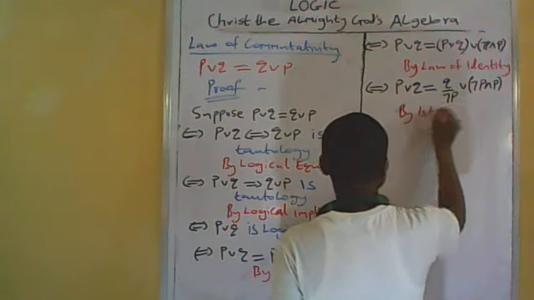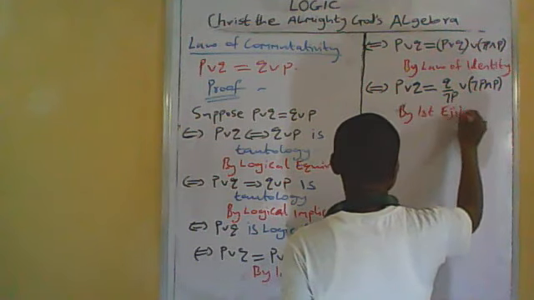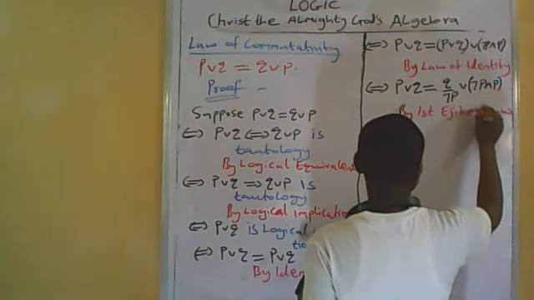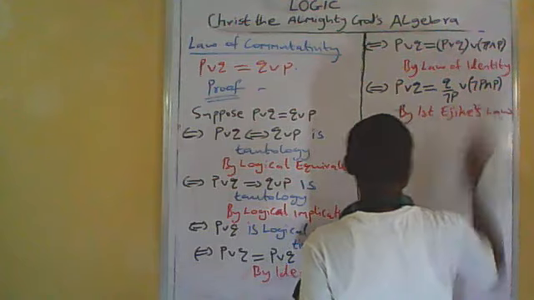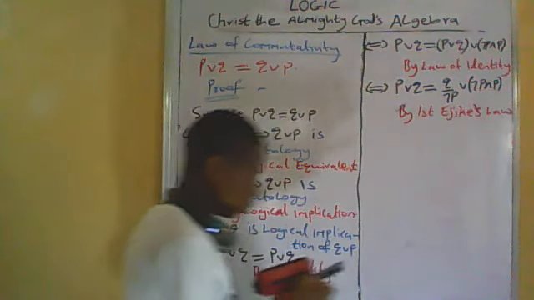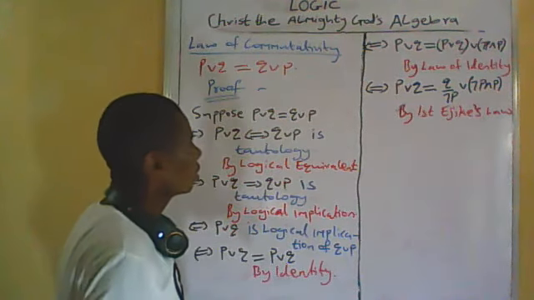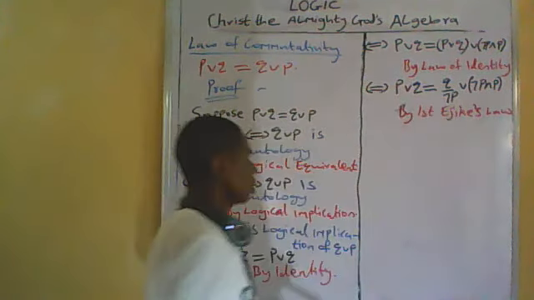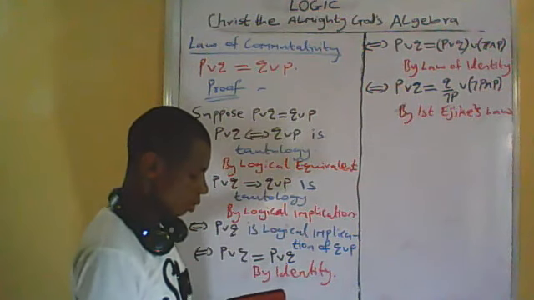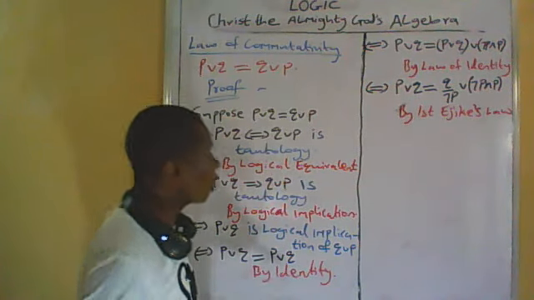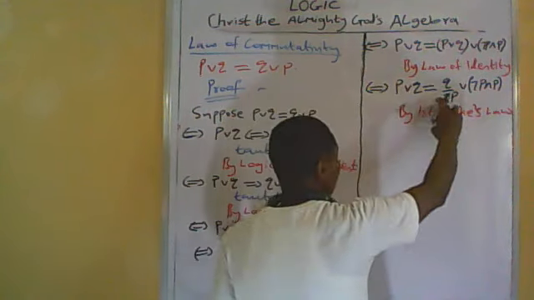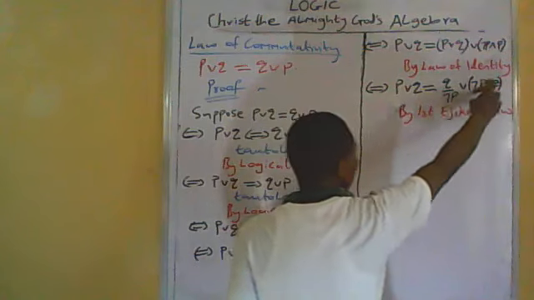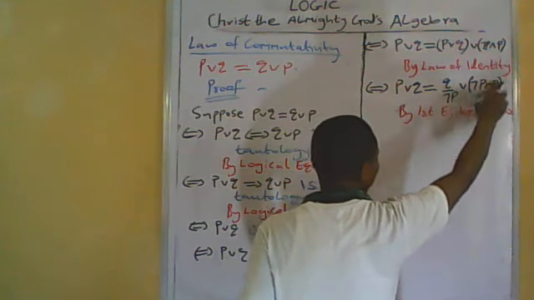By first educators law, it still maintains logical equivalence. Now we are going to distribute the implication you have now generated from the disjunctive statement. We are going to distribute it between not P and the P.